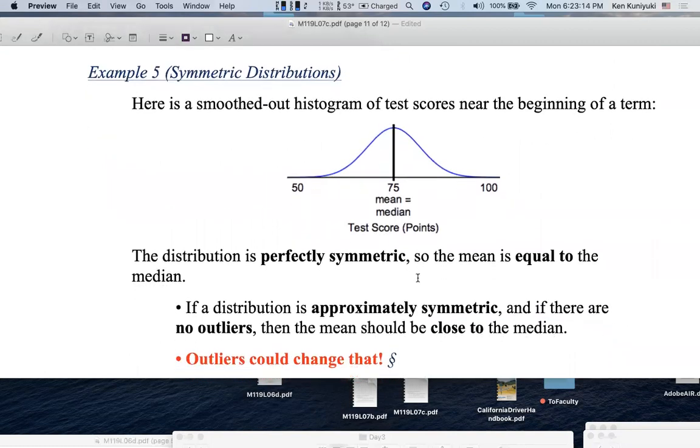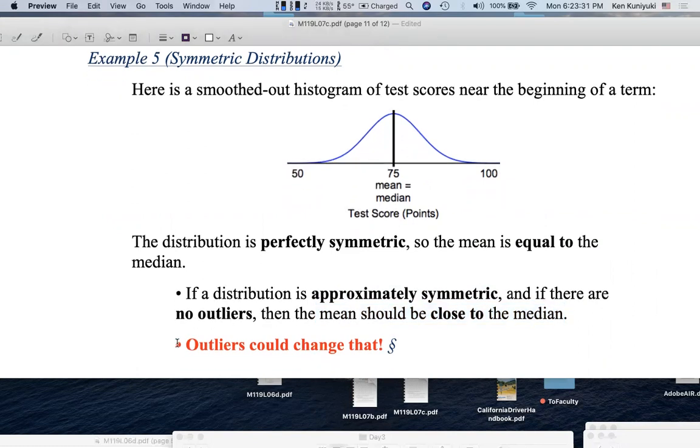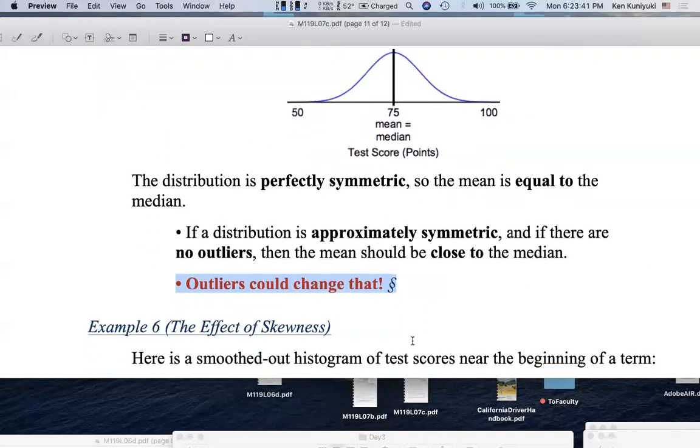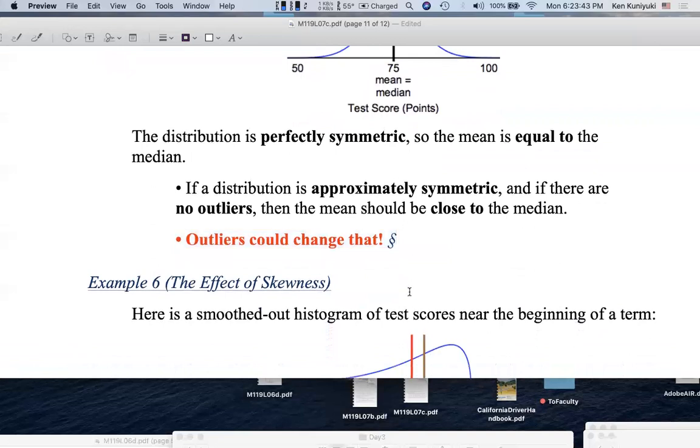Now, if the distribution is approximately symmetric, and if there are no outliers, then the mean should be close to the median. So if you basically have symmetry and there aren't extreme outliers, extreme values, then the mean should be close to the median. Again, outliers could change that. As we've seen before, outliers can drag the mean away from the median. That's where skewness comes in.